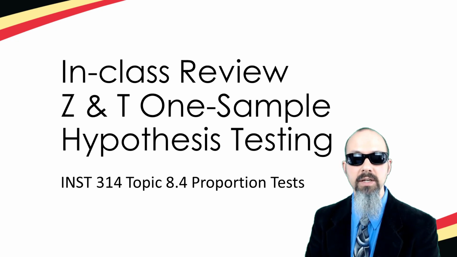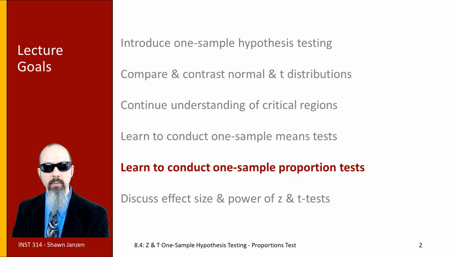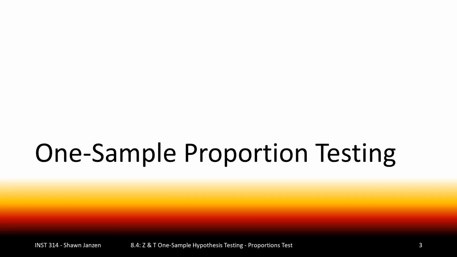And we're going to continue our talk on one-sample Z and T hypothesis testing, but we're going to carry it from before where we were talking about means to now talk about proportions and how we can do tests with proportions. So let's go ahead and learn how to conduct one-sample proportion tests.